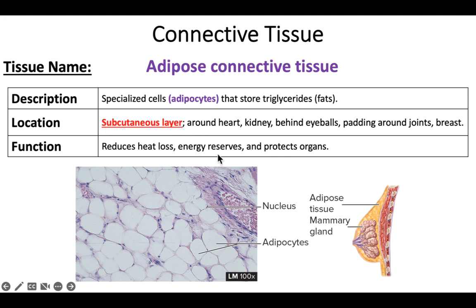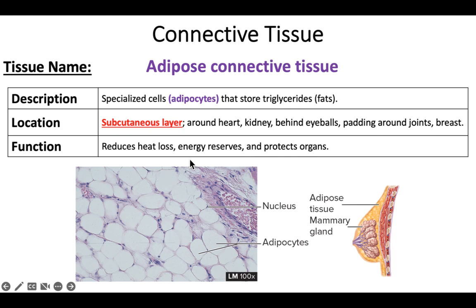You're going to have some on the heart. It's actually protecting some of the blood vessels that are found on your heart. You protect the kidney with fat. There's a layer of fat around kidneys. Behind your eyeballs, there's actually a lot of fat. That's going to protect the nerves that go to your eyeballs, and there's some muscles back there. It's used for padding around joints. It's found in the breast, around the mammary glands. So it's kind of all over the place.